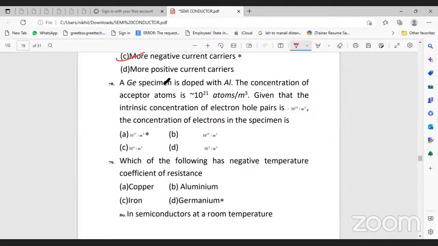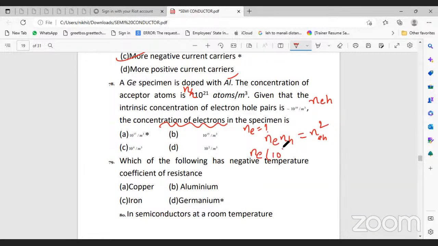Germanium specimen is doped with aluminium. The concentration of acceptor atoms. Acceptor means holes. Intrinsic semiconductor electron hole pair concentration is 10 power 19. Then what is the electron concentration? You know that n_e times n_h should be equal to n_i square. Number of electron concentration into number of hole concentration should be equal to the intrinsic electron hole concentration square. Electron concentration you have to find.